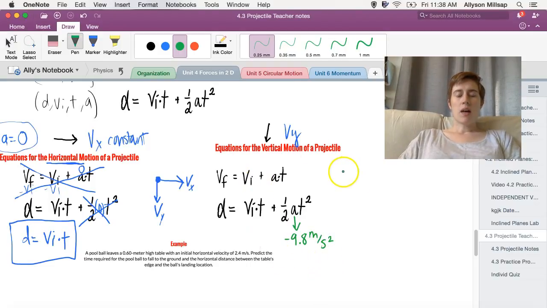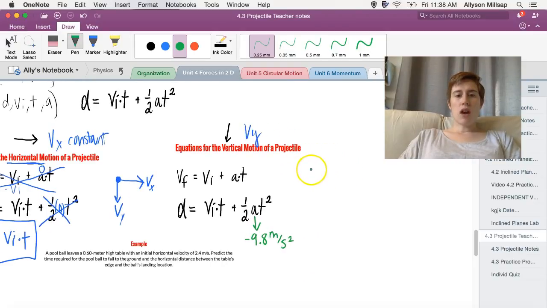Okay. Couple other things. If your object is being thrown upward and landing down in the same spot, okay, so if it's being thrown at an angle and it's landing at the same spot, your initial velocity will equal your final velocity. Okay. That's if you're being thrown at the same spot, like this.